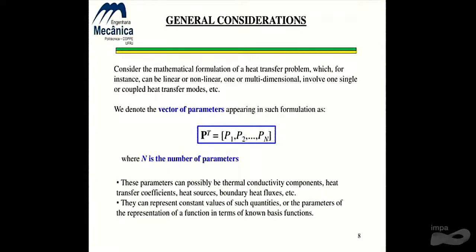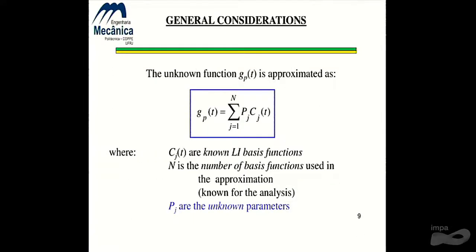So for the sake of establishing some nomenclature here, P is our vector of parameters. Okay, so we have n parameters, and these parameters can be, for example, constants that appear in the formulation of the problem, but can also represent a function in terms of known basis functions that we can establish. For example, a time-dependent function we can approximate in terms of n basis functions, and then the parameters become the projection of our function into this finite-dimensional space of dimension n.